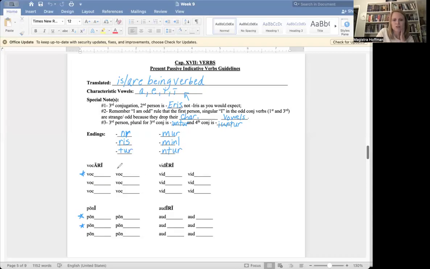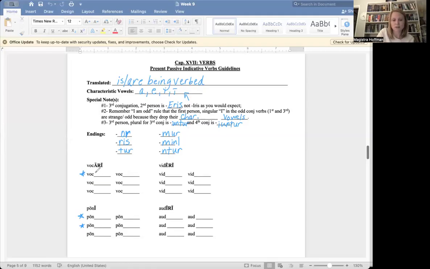As we apply those to our verbs to conjugate them out, actually before we do that, let's go back. Or means I am being verbed, ris, you are being verbed, tur, he, she, it is being verbed, mur, we are being verbed, mini, y'all or you, plural, are being verbed, ntur, they are being verbed.